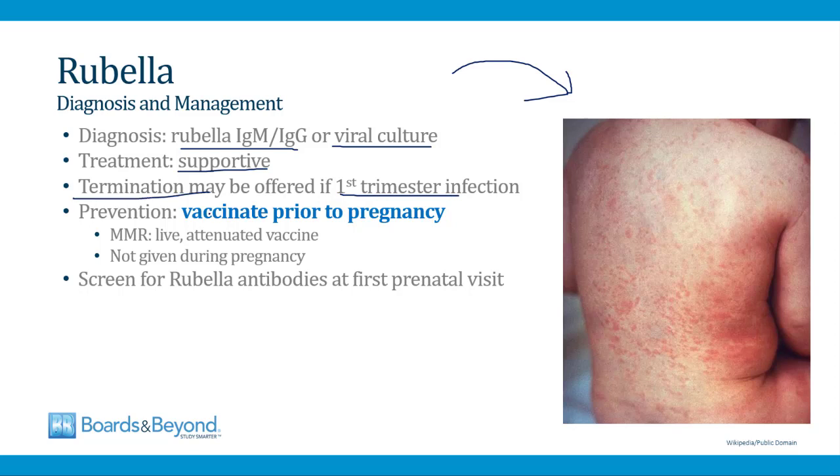To prevent rubella infection in pregnancy, we vaccinate women prior to becoming pregnant. We vaccinate against rubella with the MMR vaccine, and this is a live attenuated vaccine, so it's never given during pregnancy. So at the first prenatal visit, one of the tests we always do is to screen for rubella antibodies. Mothers who have been vaccinated will have rubella antibodies, and then we know that they are very unlikely to develop the rubella infection in pregnancy. If a mother is negative for rubella antibodies, then she is at risk.